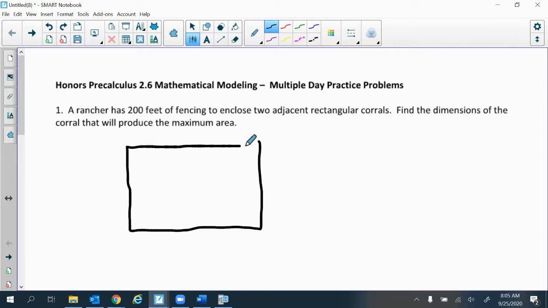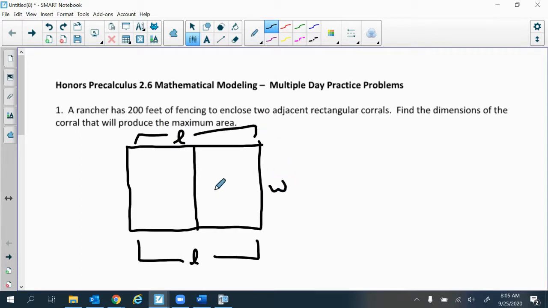So in order to have 2 adjacent rectangular corrals, we have one rectangle, and then we would draw another fence somewhere in between, and it doesn't really matter where that fence is, because when you add these 2 areas, it will always be the same no matter where you draw it. So we have 2 lengths and 3 widths.